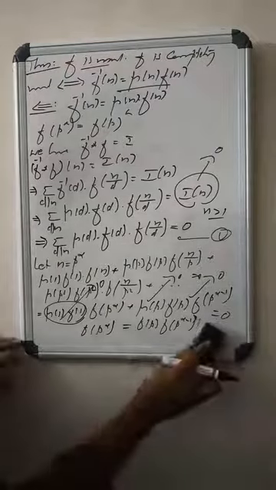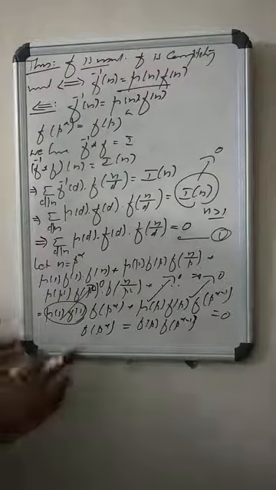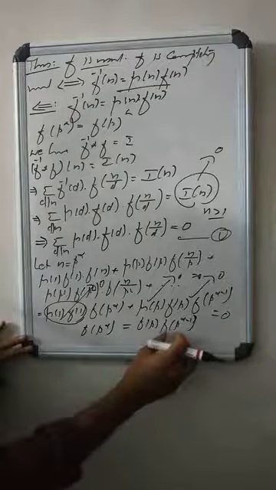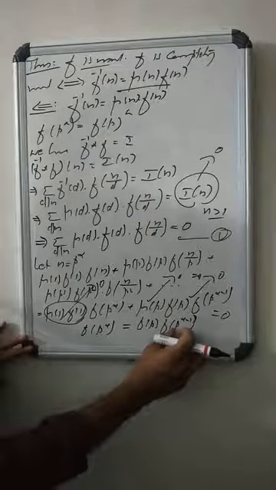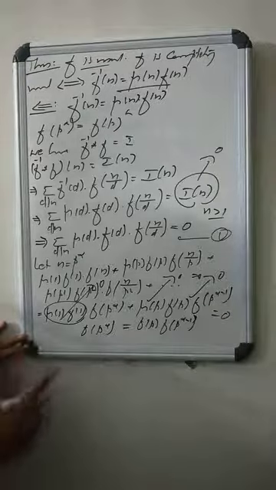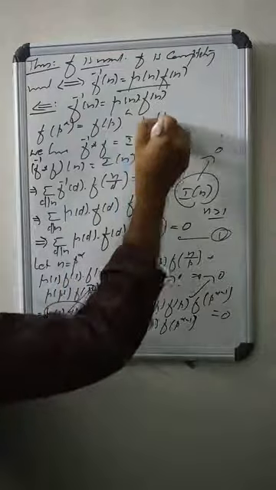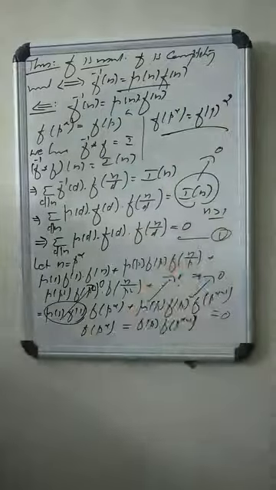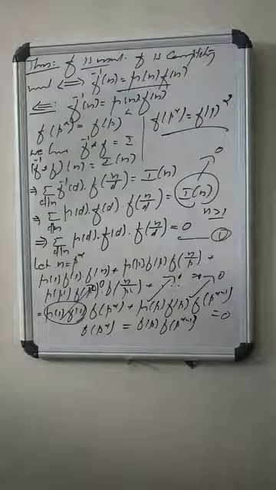Then proceeding inductively, we have f of p power alpha equals f of p into f of p power alpha minus 1, and again f of p into f of p into f of p power alpha minus 2. Proceeding inductively, finally we get f of p power alpha equals f of p all power alpha. Then by using the theorem, f is completely multiplicative. So this is the proof. Enough.